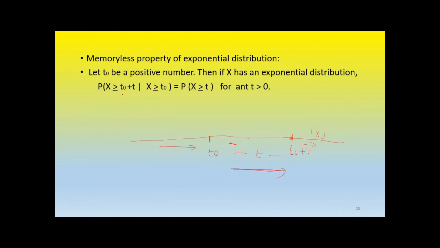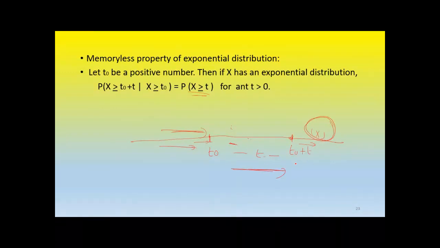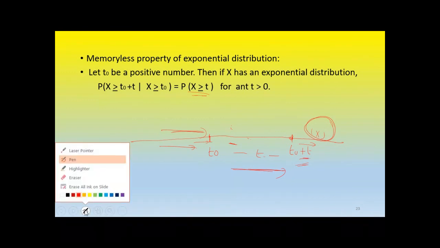That is, the probability of X greater than T0 plus t, given the condition that it has already crossed this mark, that X has occurred beyond T0. Therefore, it is the probability of X greater than t. The probability of X greater than t is equivalent to the probability of X greater than T0 plus t, given X greater than T0. We will see some examples.